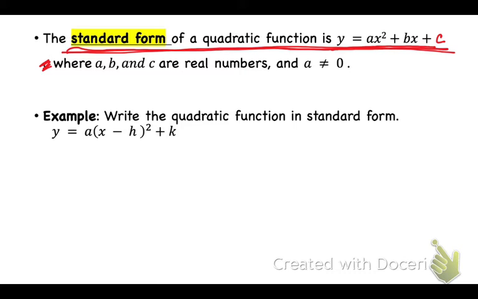Okay, so it says write the quadratic function in standard form. What form is this quadratic function in right now? Vertex form. So we have y equals a times (x minus h) squared plus k. So the first thing I need to take care of is this right here, correct? So we have a and we have (x minus h) times (x minus h), because that's what squared means, isn't it? Yes? So I need to FOIL these two.